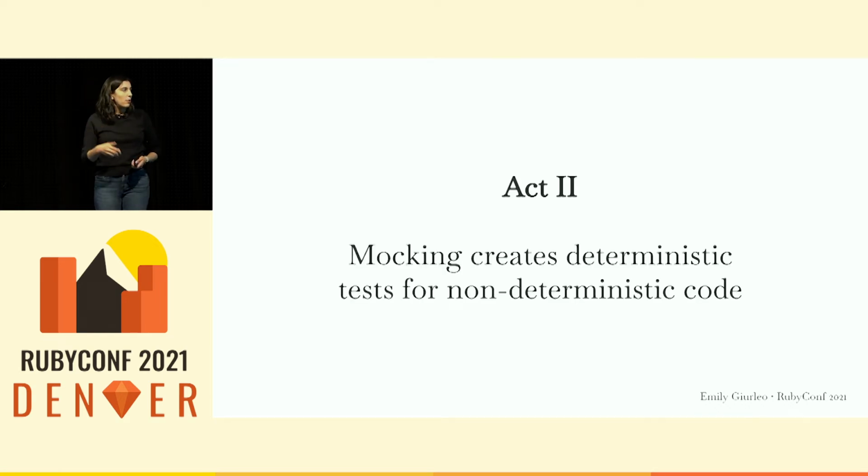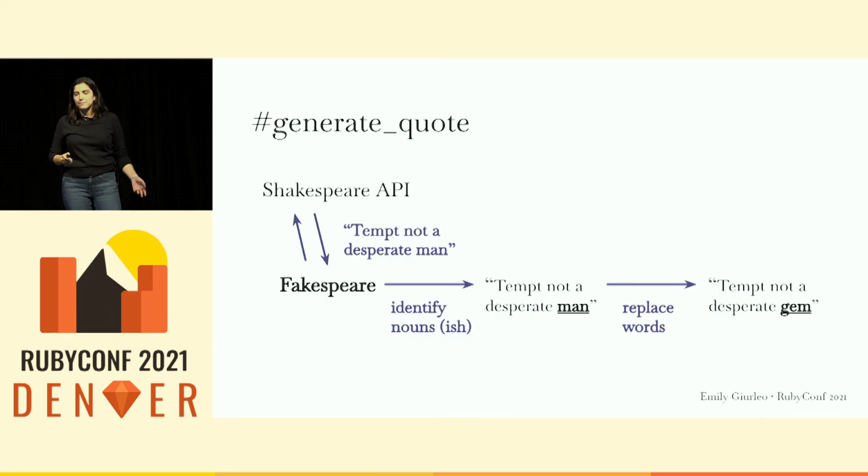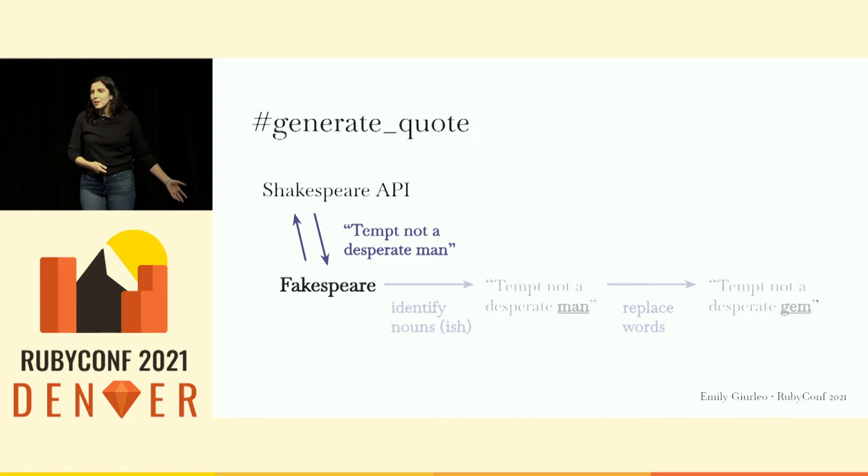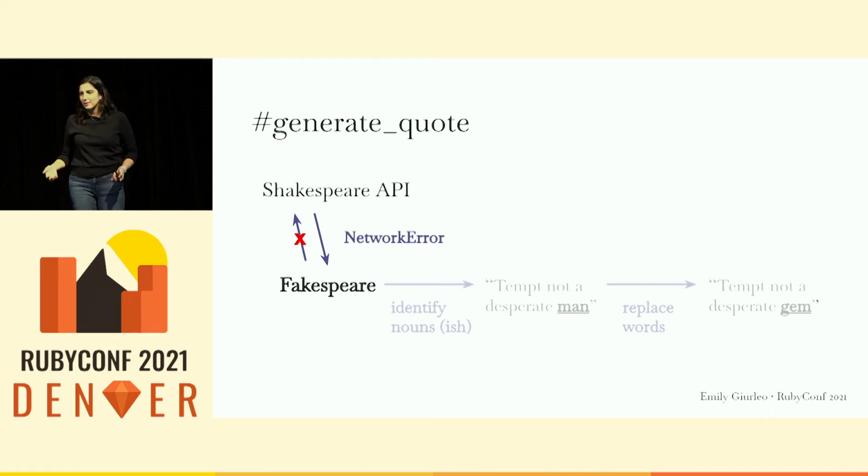The second scenario I wanted to talk about is when mocking can create deterministic tests for non-deterministic code. An example of what I mean when I say non-deterministic is like an error case that happens when you least expect it. So remember we said that the first thing the generate quote method does is perform an API request. But what if that API request fails? What if instead of a quote, we get back a network error?